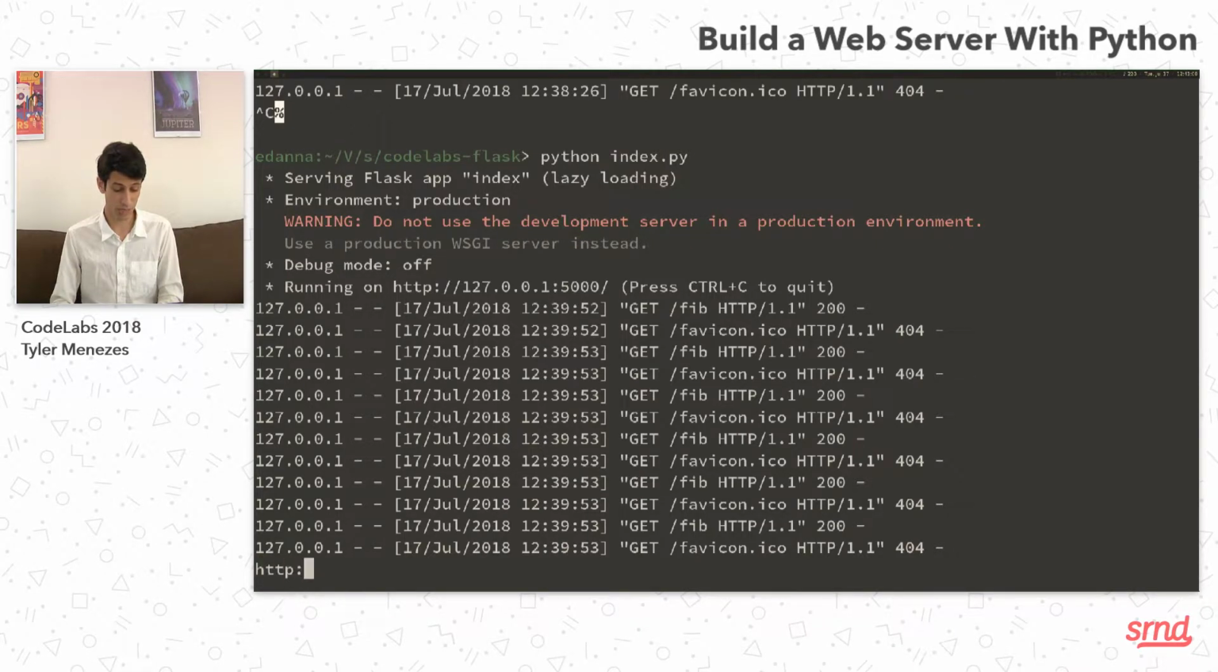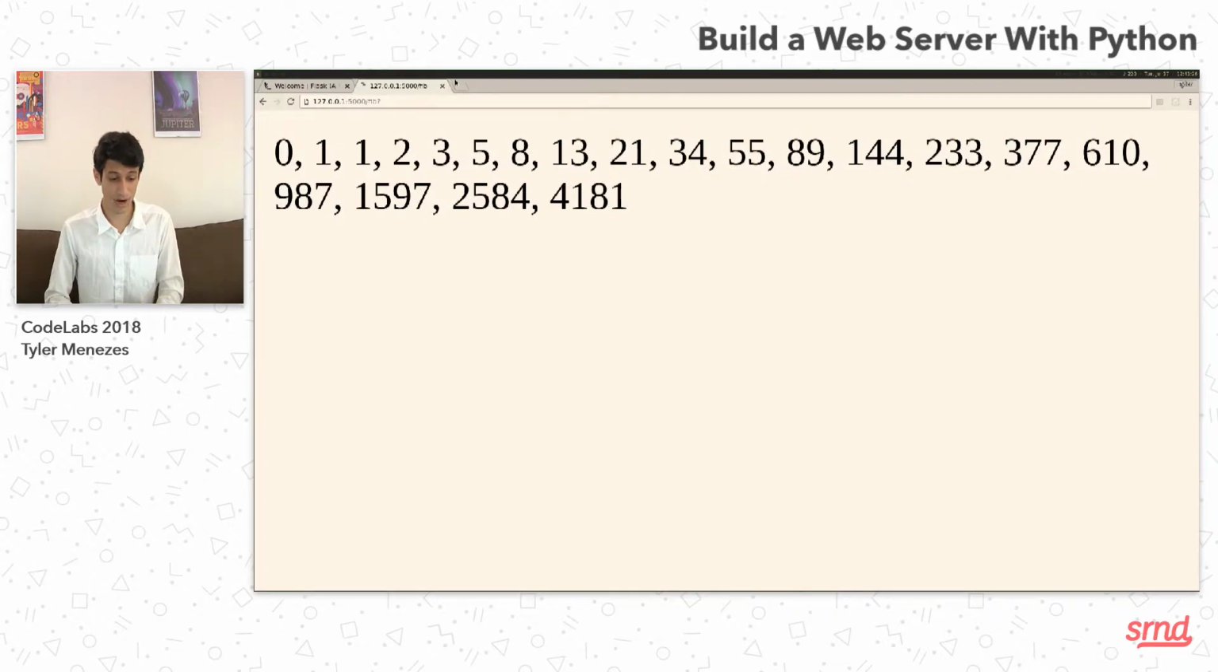We could go HTTP 127.0.0.1 port 5000. The URL that it gave us /fib. And we could do something like question mark n equals 100, and then maybe that'll get us the 100th element. How will we do that in Flask?